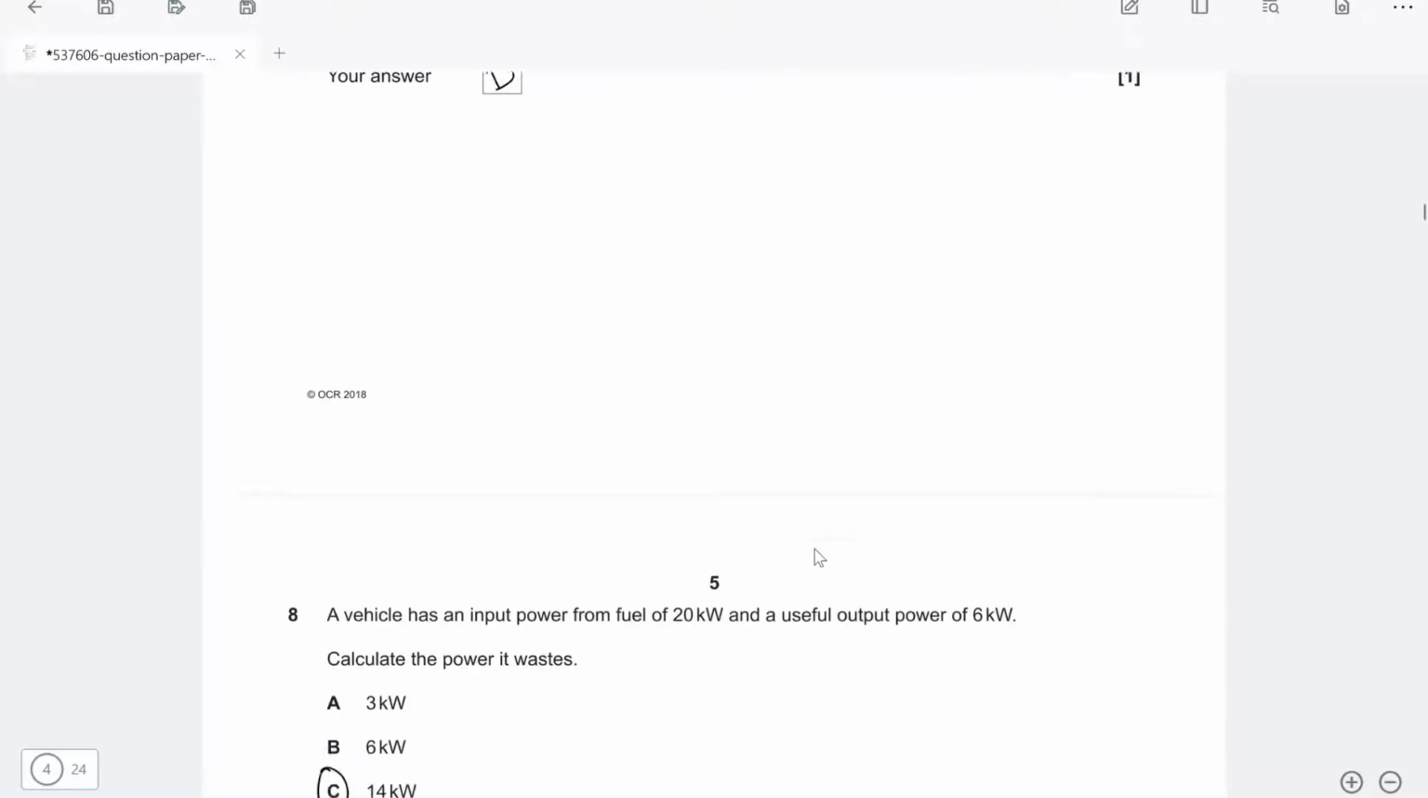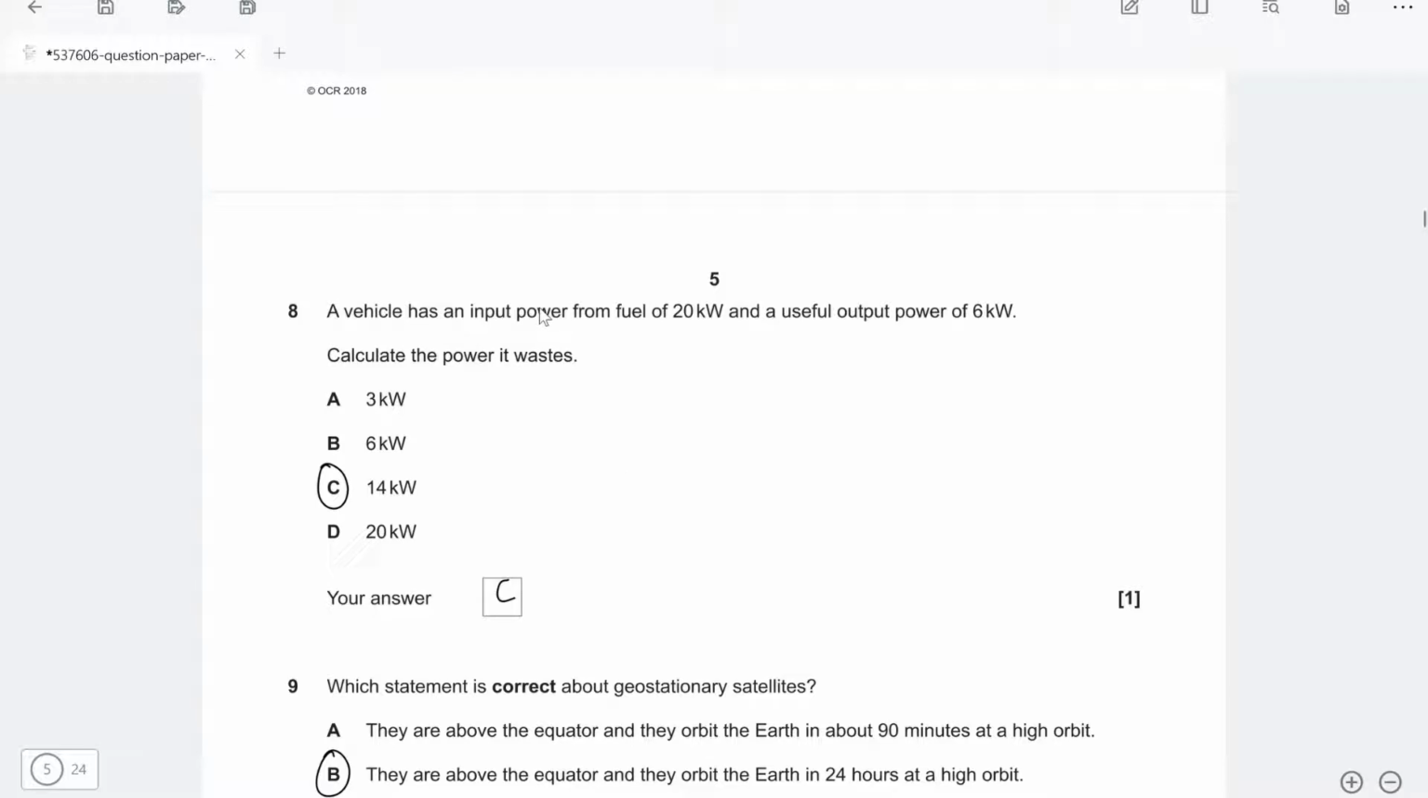Okay, anyways, question 8. A vehicle has an input power from fuel of 20 kilowatts and a useful output power of 6 kilowatts. Calculate the power it wastes. Well, if the total power is 20 kilowatts, that leaves 20 minus 6, which is going to give us 14 kilowatts of power that has been wasted. So the correct answer is C.